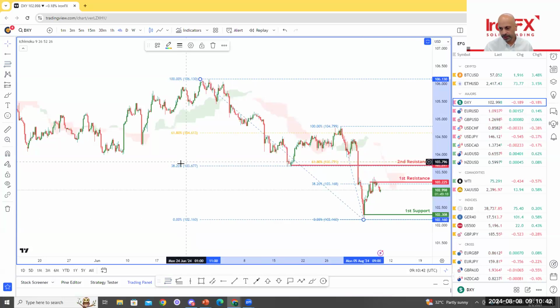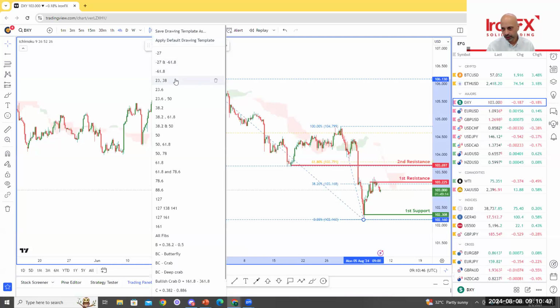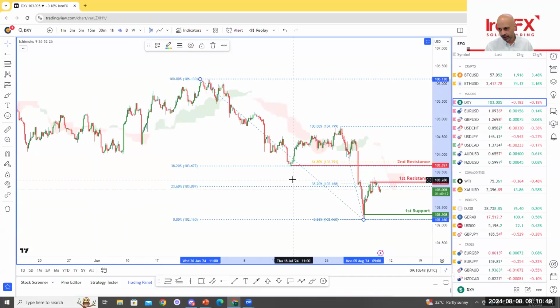We can see that the 38% retracement also aligns very well with the second resistance. Maybe there's a 23 as well. Right, we've got the 23 and 30. Okay, but price has already hit 23%, so that's fine. Let's just keep 38%.